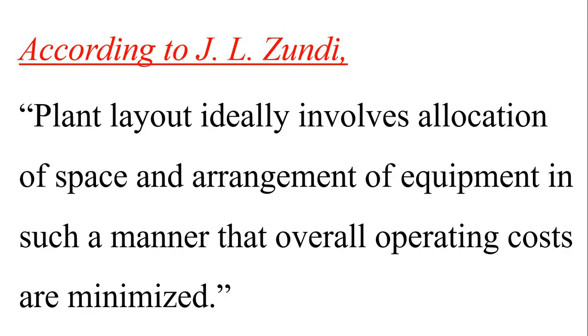Let us move to the meaning. According to J.L. Zundi, he defined the plant layout: plant layout ideally involves allocation of space and arrangement of equipment in such a manner that overall operating costs are minimized. The main objective of plant layout is to minimize the operating cost, automatically maximizing the profit.